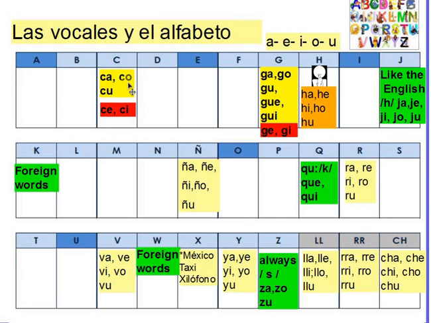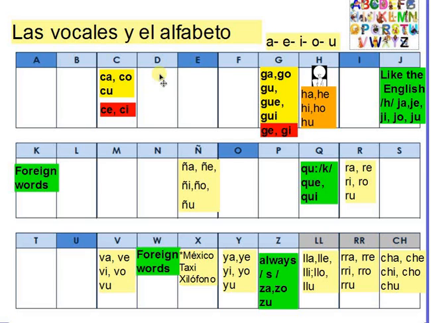The letter C is very similar to the rules we have in English. When you have C plus A, C plus O, C plus U, you're going to have the hard C, the K sound. So you have ka, ko, ku. But whenever you have C plus E or C plus I, that C is going to sound like S, okay? Se, si. So let's repeat. Ka, ko, ku, se, si.